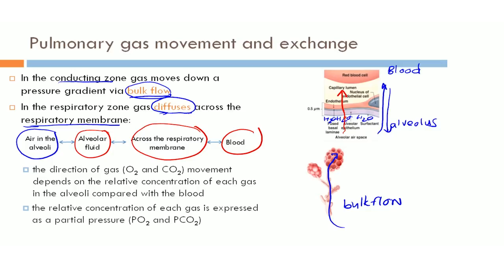So the direction in which gas flows, whether it be oxygen or carbon dioxide, depends on the relative concentration of the gas in the alveoli compared to the bloodstream. So really gas is going to travel from a high concentration to a low concentration, so whether it goes this way or this way will be dependent on the relative concentrations of gas either side. And we call these relative concentrations of gas partial pressures, which is denoted by a P. So we've got partial pressure of oxygen there and partial pressure of carbon dioxide. It's not strictly equivalent to concentration, but for the purposes of this unit, you can think of it as being pretty similar.